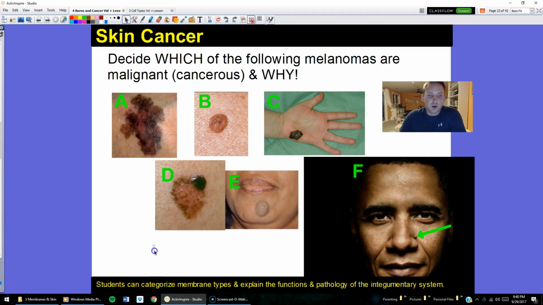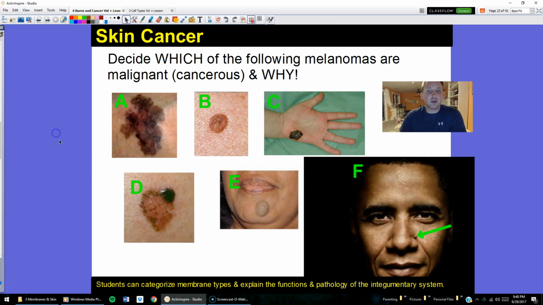So I want you guys to look at these 6 pictures and determine if they are yes, cancerous, or no, they are not cancerous, and if they are, why? So which rule of the ABCDE rule does it violate? So go ahead and pause the video, write each one down, and say yes or no, and then an explanation of why it is cancerous if you think it is. So which rule does it violate? So go ahead and pause the video here.